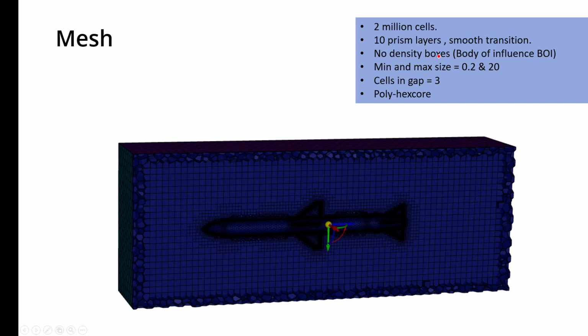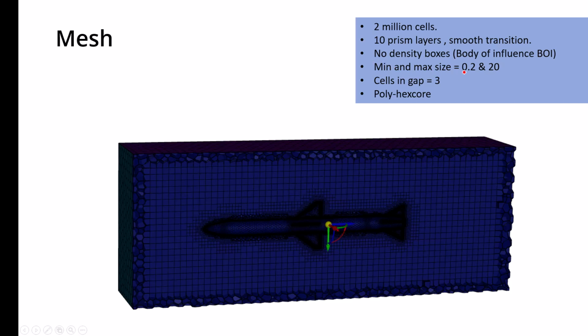Density boxes are called density boxes in ICM CFD. These are the refinement regions. In the case of ANSYS Meshing or Fluent Meshing, they are now called body of influence, or BOI. So these are the volume regions where we can refine the mesh, especially in the wake region.